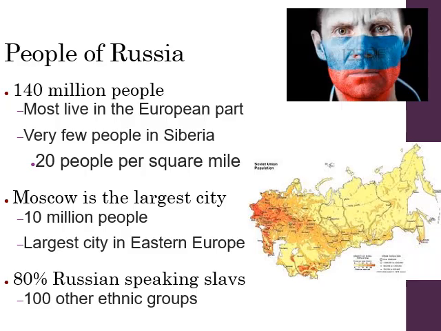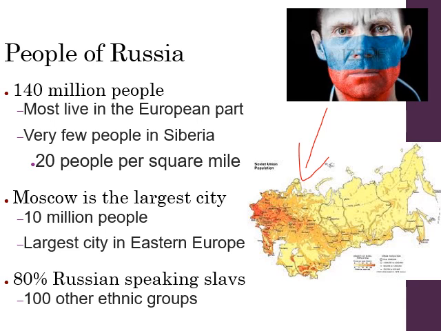Let's talk a little bit more about the people of Russia, where they're located and things like that. There are about 140 million people in Russia, so a little bit less than half of the people in America. Most of the people in Russia live in the European part. As you can see just by this map down here, all of the red and orange is basically in that Western European part. There are very few people living in Siberia. On average, it's about 20 people living in each square mile. So that's a 1 mile wide by 1 mile long box, and only 20 people live in that. That's really a sparse population.